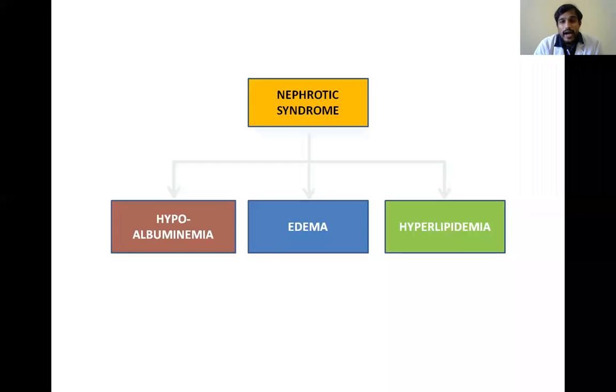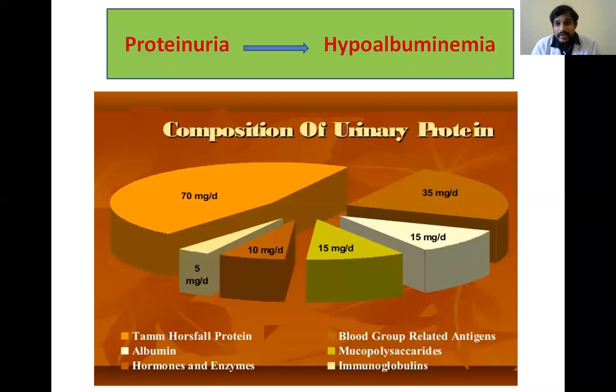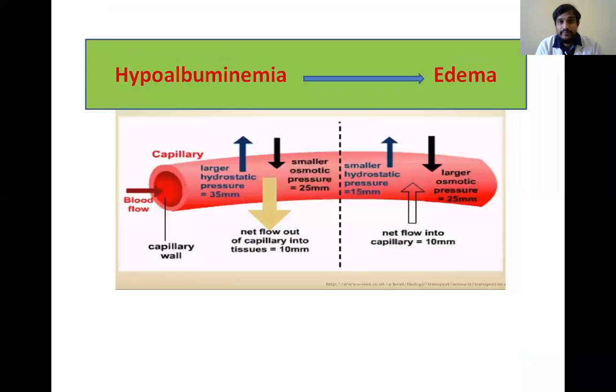So coming to hypoalbuminemia, hypoalbuminemia means the decreased albumin levels in the blood. In proteinuria, a large amount of proteins are lost in the urine, and we know almost 50% of the proteins in the plasma consist of albumins. So when there is loss of proteins, obviously a large number of albumins will be lost in the urine. That's why the albumin levels in the blood will be decreased, which is known as hypoalbuminemia. So that's why proteinuria leads to hypoalbuminemia.